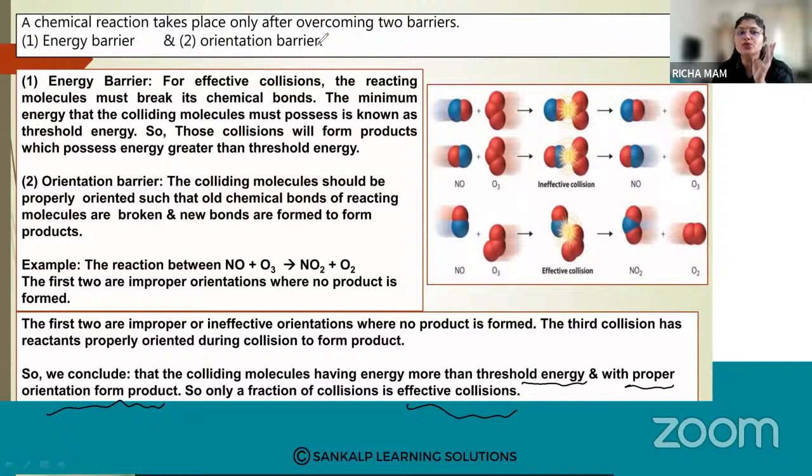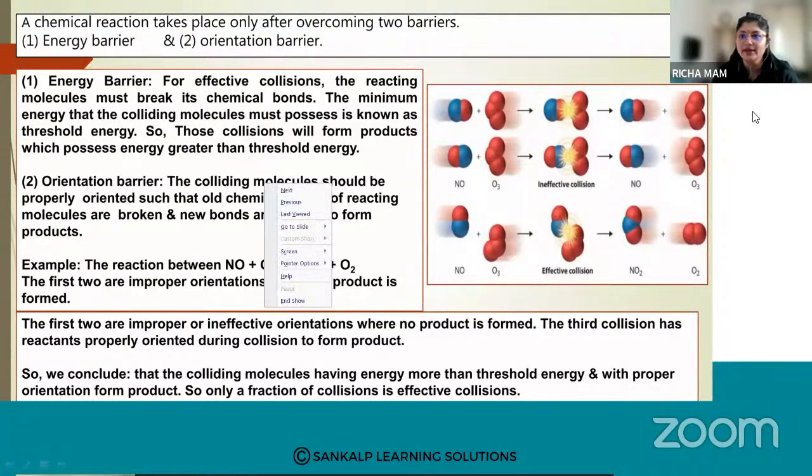So one is the energy barrier, and the second is the orientation. If these two things are satisfied, then the reactants will proceed to give you the products. Is it clear, everybody?